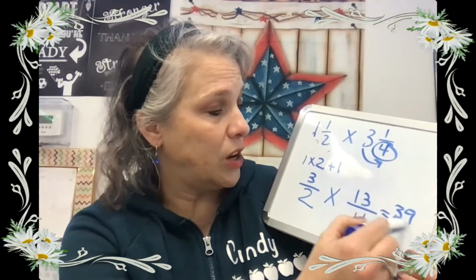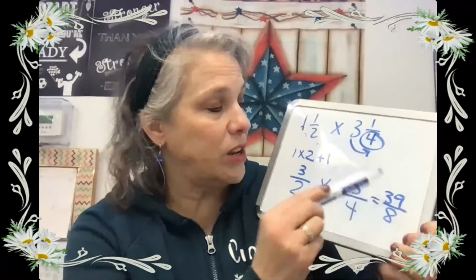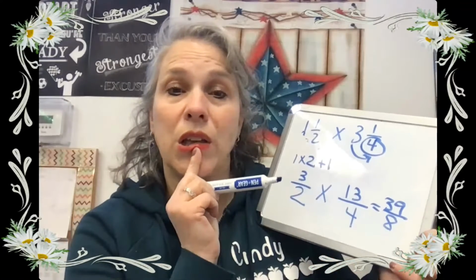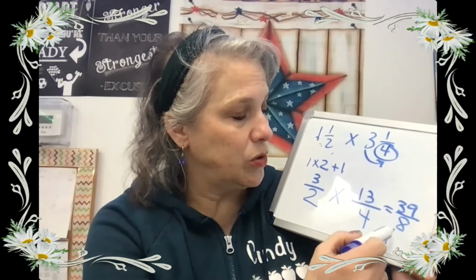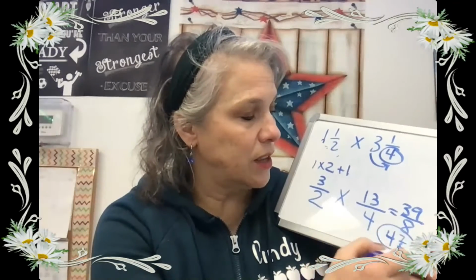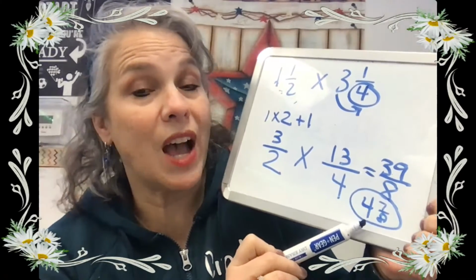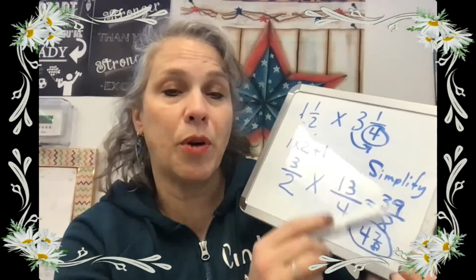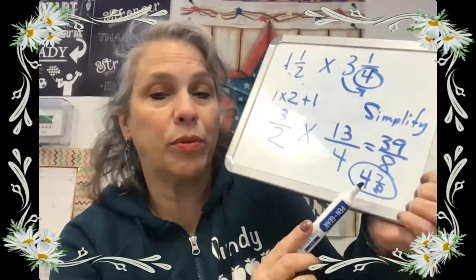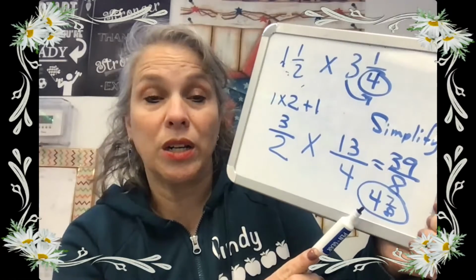So 39 over 8, and then I divide 8 into 39 goes, okay, 4, and that would be 32, so that'd be 4 and 7/8. And so that is called reducing or simplifying. Okay, so I simplified that fraction. I changed it from an improper fraction to a proper fraction, and this is also a mixed number.